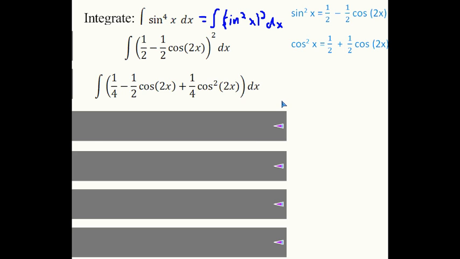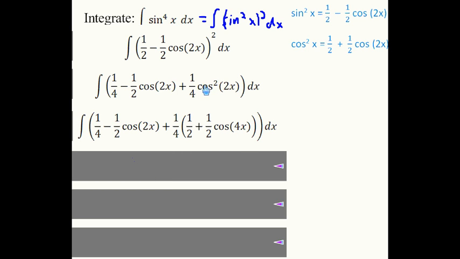We'll go ahead and multiply that out. So it's multiplying the squared out. We get 1/4 minus 1/2 cosine of 2x plus 1/4 cosine squared of 2x. We still have a squared term here. We have cosine squared of 2x, so we're going to substitute in for that squared using this identity here, which again gives us this with the 4x.